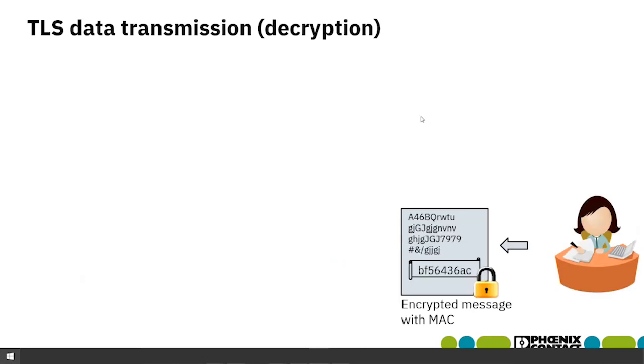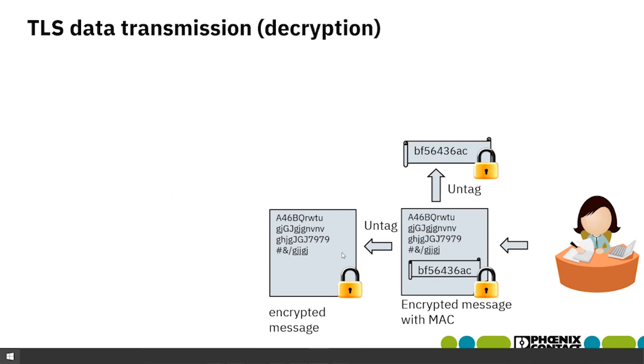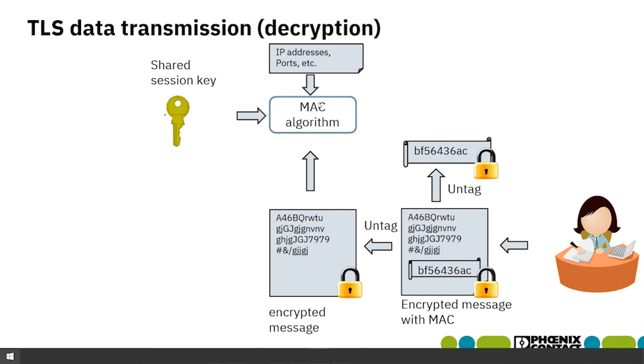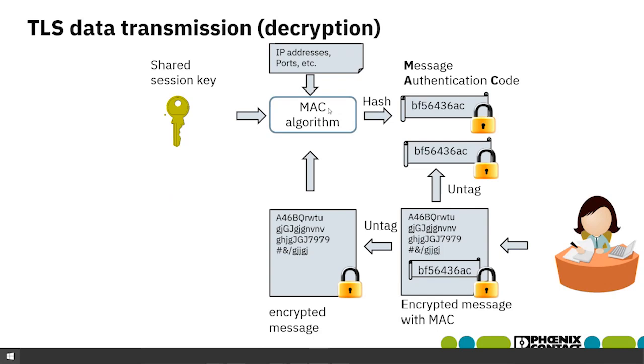Okay, right. So Alice has received the message, so the encrypted message plus the MAC, the hash. And now, first of all, she untags both so that she has the encrypted data and the MAC, like this. And now she has to check if the data is valid or not, so she has to make an integrity check. So what she does here is, she uses the encrypted message, sends it to the MAC algorithm, with the shared session key and the IP address, and she calculates the message authentication code of the received message.